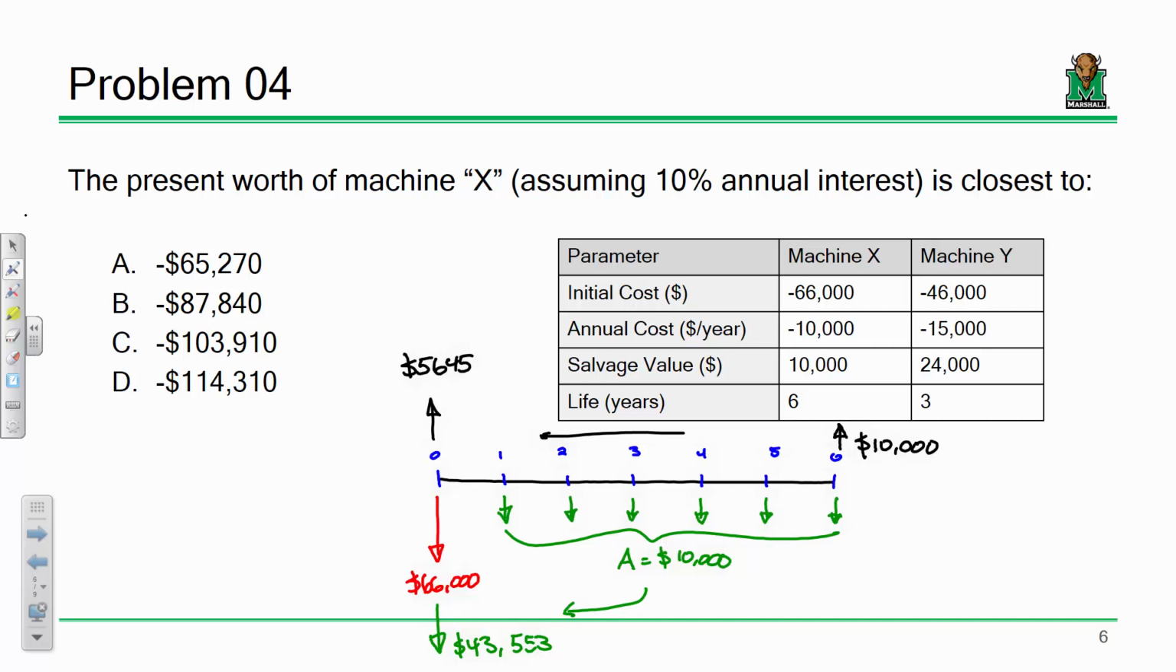So let's think about this. Right now, I have to pay $66,000 to buy it. I have to pay $43,000 to operate it, and I can sell it, and right now that would only mean $5,600. So what is the present value of this machine? Treat that as a negative, that as a negative, that as a positive. Just add them up.